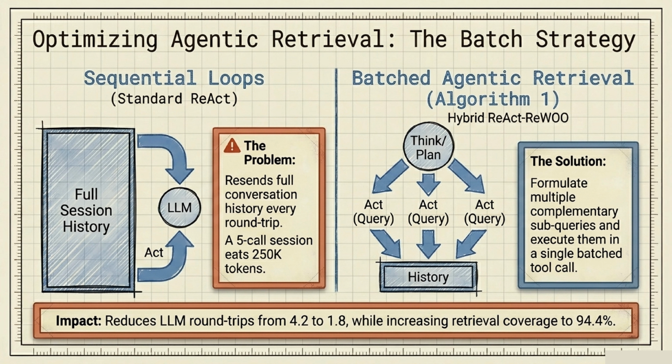For agentic RAG, the fix is the batch strategy. Standard sequential loops resend the full session history every round trip, which can easily eat up 250,000 tokens in just 5 calls. By using a batched approach, formulating multiple complementary subqueries and executing them in a single tool call, we reduced LLM round trips from 4.2 to 1.8, while actually increasing retrieval coverage to 94.4%.